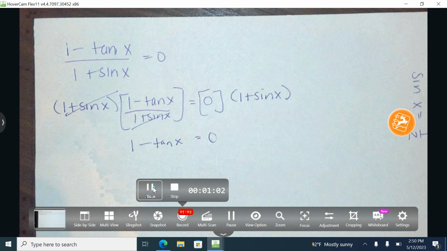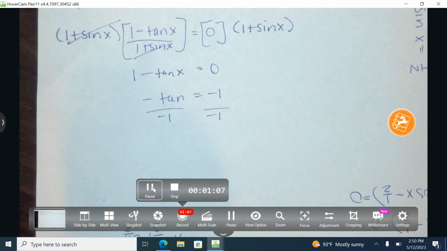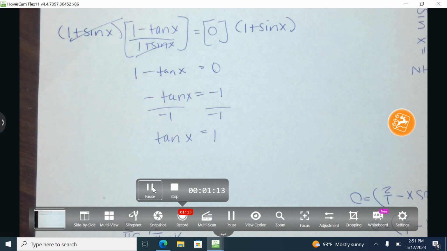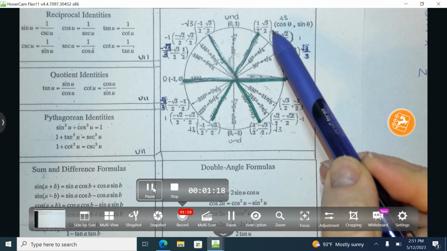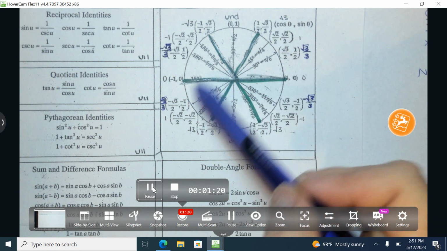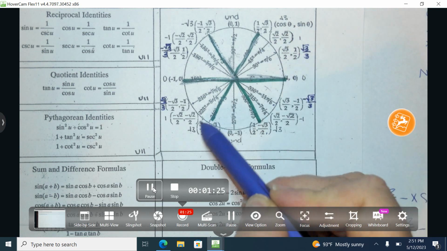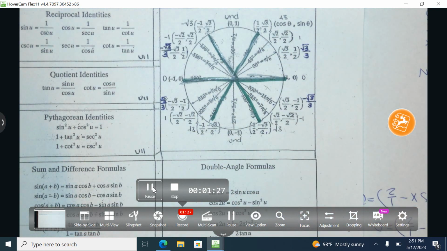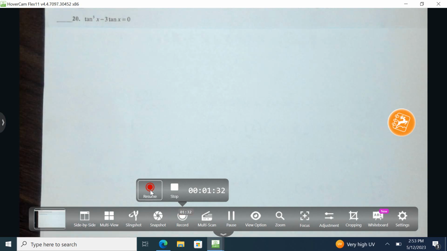Now to remove the negative sign in front of the tangent, I'm going to divide both sides by negative 1. Negative 1 divided by negative 1 is 1. And let's look where the tangent of x is equal to positive 1. So the All-Star Trig class tells me that tangents are positive in quadrant 1 and quadrant 3. And here we can see it does occur at pi over 4 and again at 5 pi over 4. So the correct answer for number 19 was A.